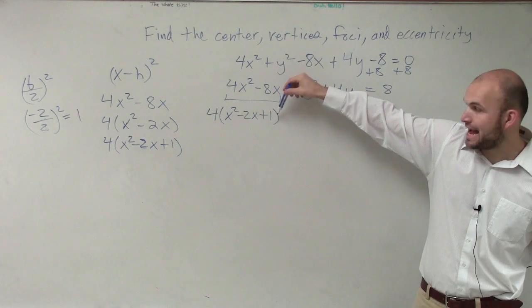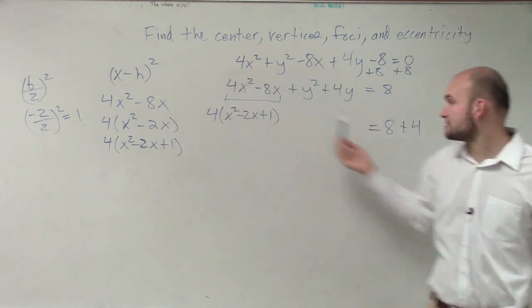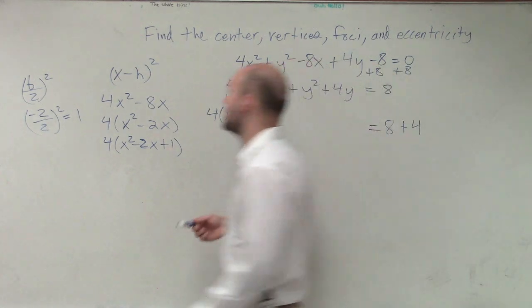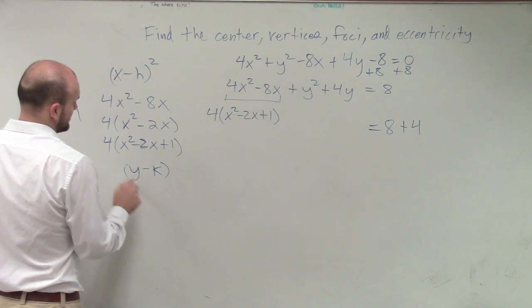Okay? And by adding that 1, but that 1 is being multiplied by 4 outside the parentheses. So therefore I need to multiply it over here. Now let's go and do the other one. The other one is y minus k squared.